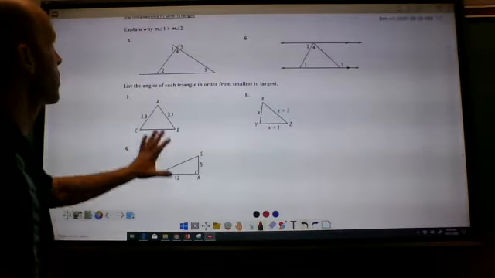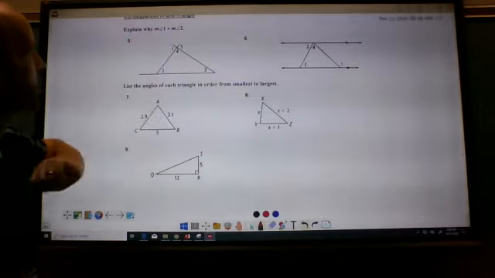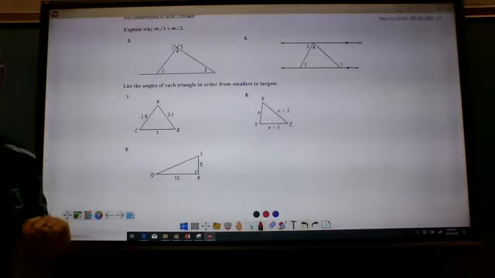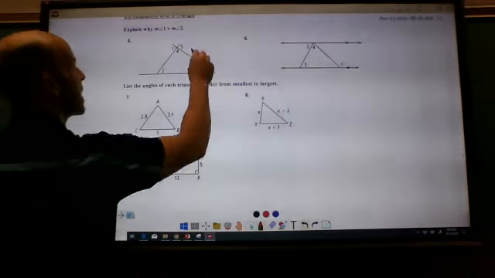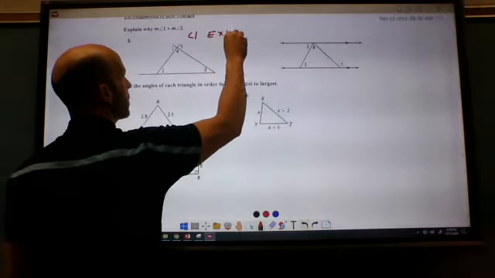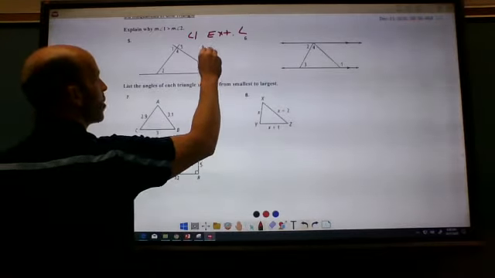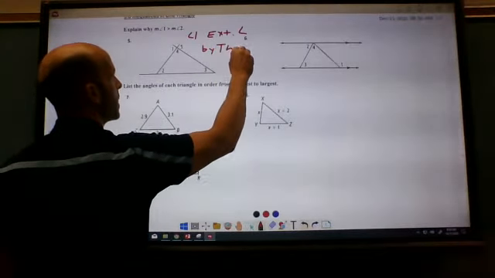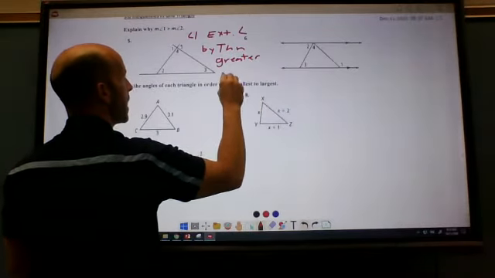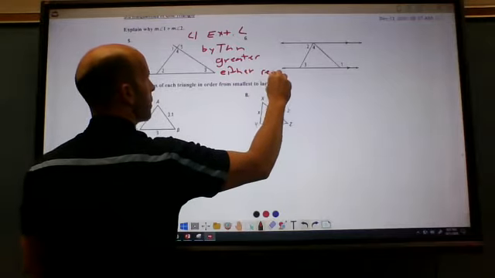All right, so let's look at this one. Question 1 here says, why is the measure of angle 1 greater than the measure of angle 2? And angle 2 is right down here. And the reason that it's greater is because angle 1 is an exterior angle. And we have a theorem that tells us, so by theorem, it is greater than either remote interior angle.